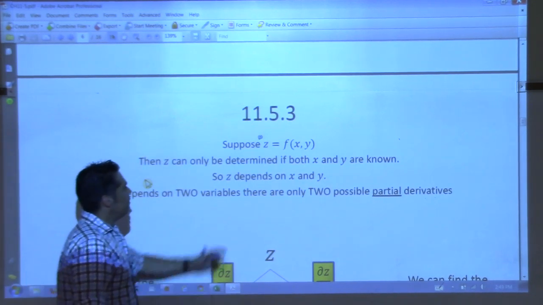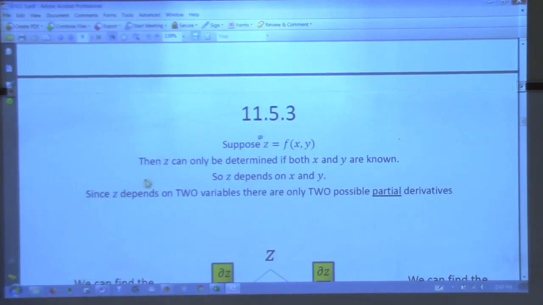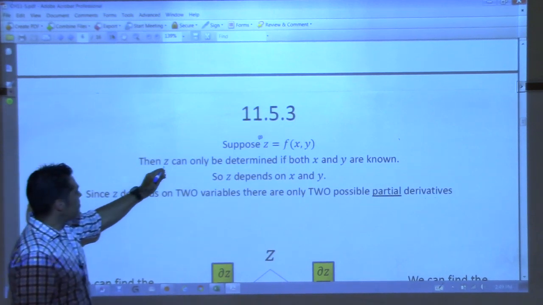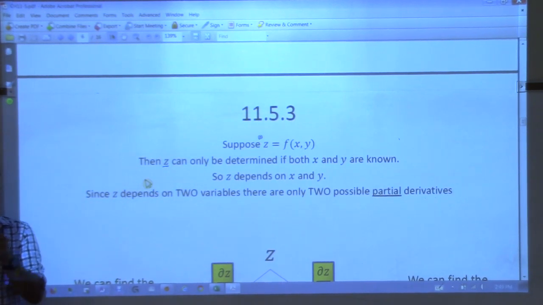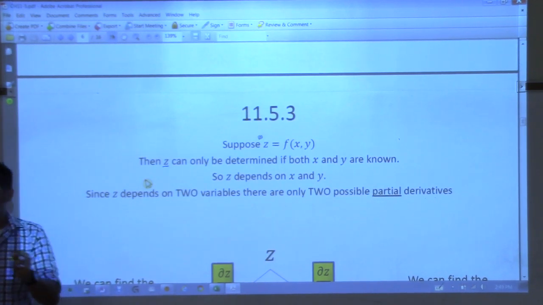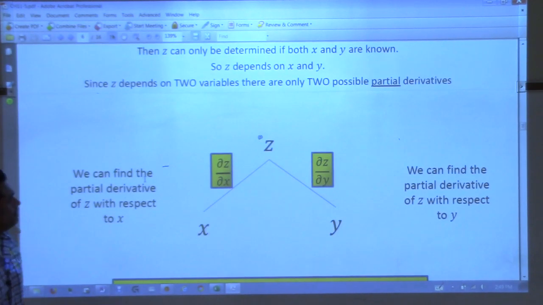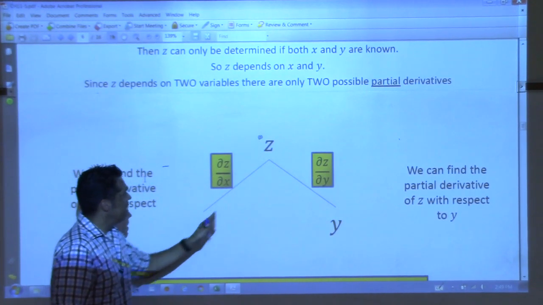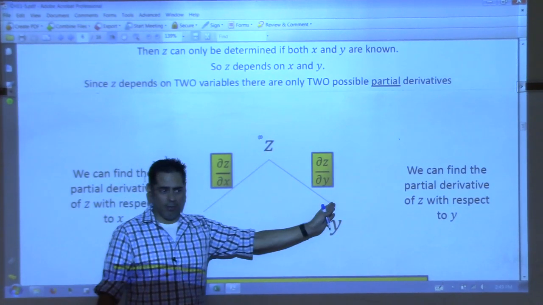All right, so what if, now we're saying, what if we have a function, z as a function of two variables? Then do you agree that the only way for me to ever know what z is if somebody tells me what x and y are, right? So z depends on two things. So my picture looks like this now. Z depends on x and z depends on y. And so now we have two branches, don't we?